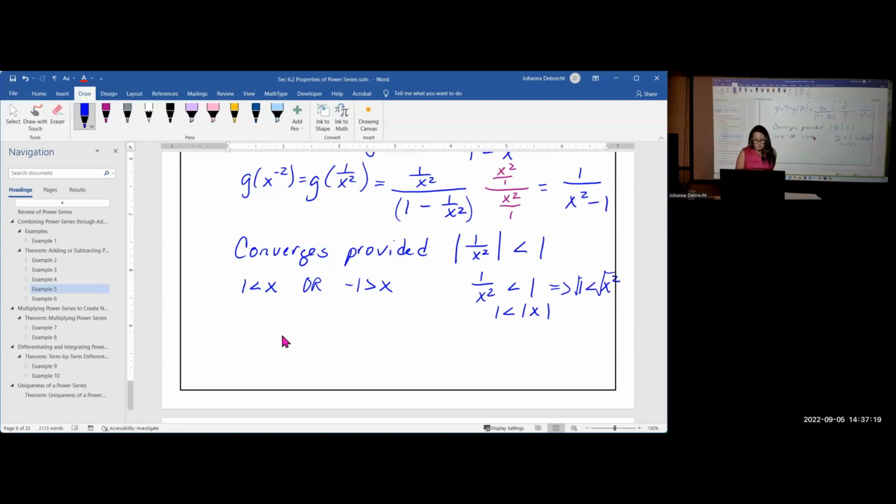If we plot these on the number line, here's 0, here's 1, here's negative 1. This is going to be negative 1 to the left. That's the second one. And then the first one becomes 1 to the right. In other words, for 1 over x squared to be less than 1, to fit in the original interval of convergence, then the magnitude of x has to be bigger than 1, which means that it either falls from negative infinity up to -1 or from 1 to infinity.